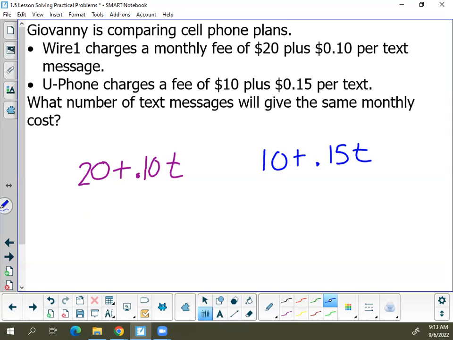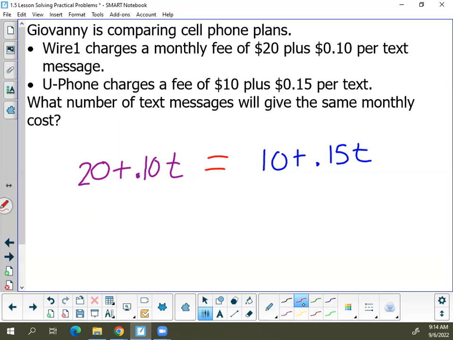And so we want to know how many text messages you would have to send in order to get the same bill from each company. You can see that they bill you in different ways. They have different fees, and then they have different rates per text message. We want to know how many text messages would make you get a bill that is the same for both companies. And so the word "the same" indicates something in math. The same in math is equal. And so we can say that those two things are equal. And when they are equal, that's the number of text messages we send that will get the same bill.